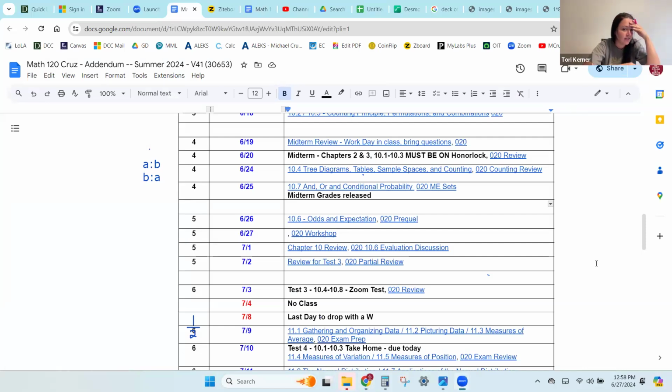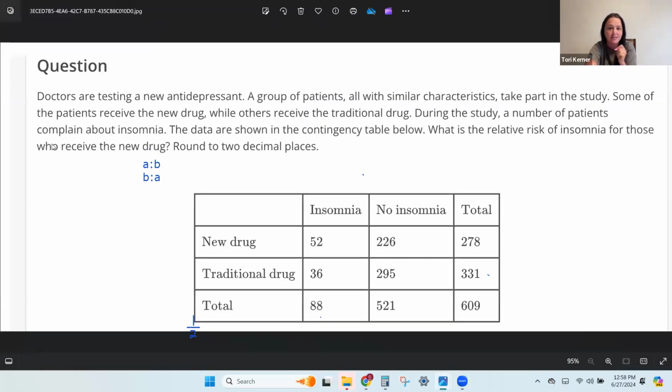So basically the pattern I picked up on is the last variable they mentioned, you want to use their total. I don't know if that makes sense, but if you go back to the question, yeah, that's the pattern I picked up on. So that's why I go across with the drug, because that's the one they mentioned last. So if you mentioned insomnia last, you would use the insomnia totals. That's a good tip. We compare new drug to traditional drug.